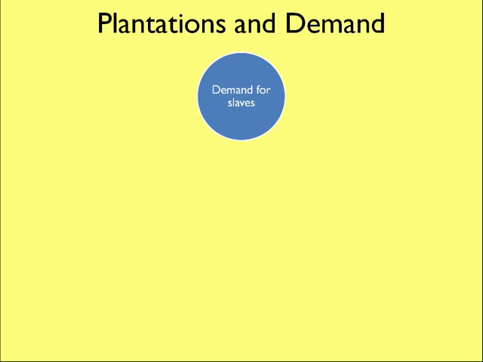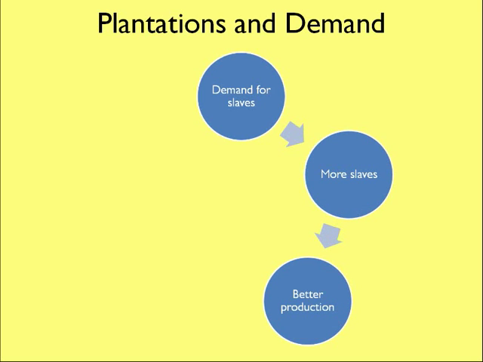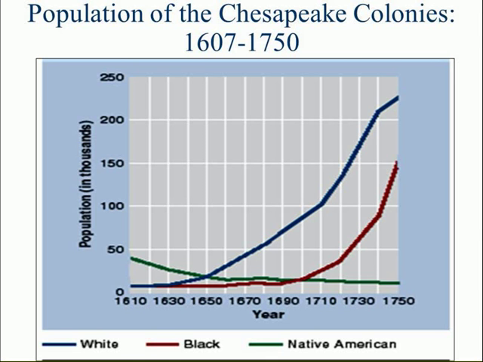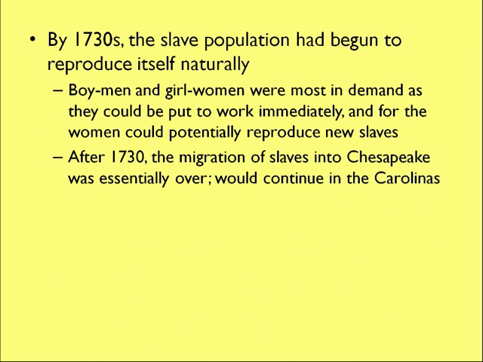So plantations and demand for slaves: the demand for slaves increases, and if you get more slaves, then you can get better production, so you can get more wealth, and then you want to get more land, and then you need more slaves, and the system perpetuates itself. And we can see here the population of Virginia, this is the African population. It starts to go up exponentially. And by the 1730s, the slave population had started to perpetuate itself and reproduce itself, so that the importation and purchasing of new slaves from Africa, which is very expensive, goes down a little bit.